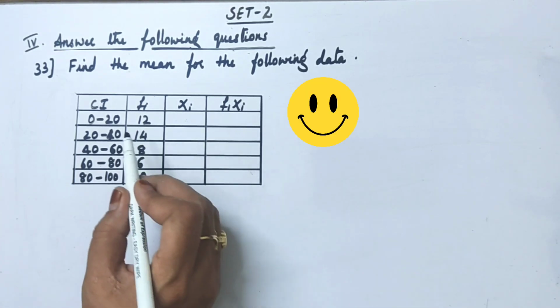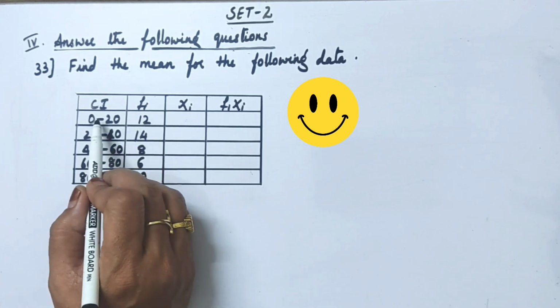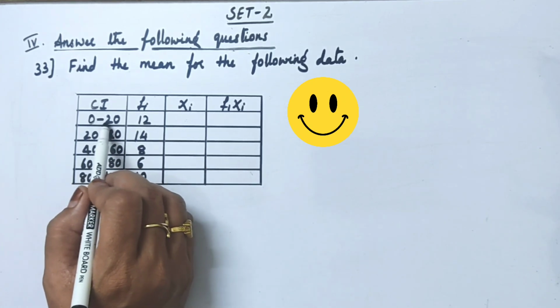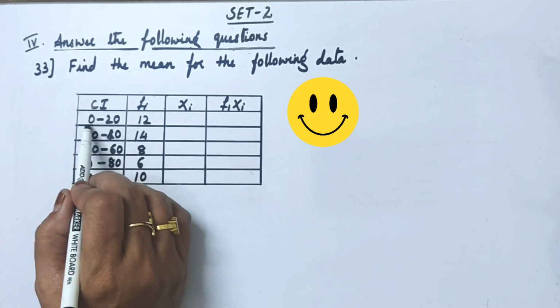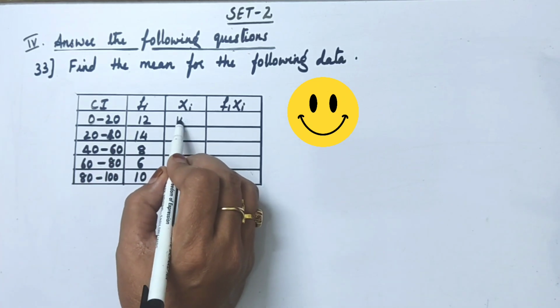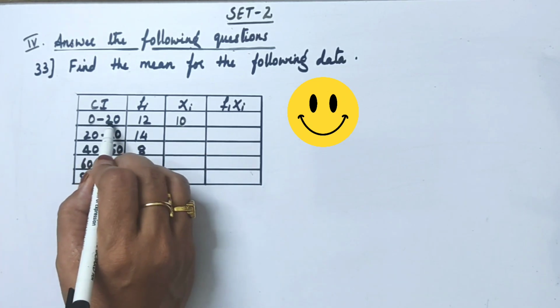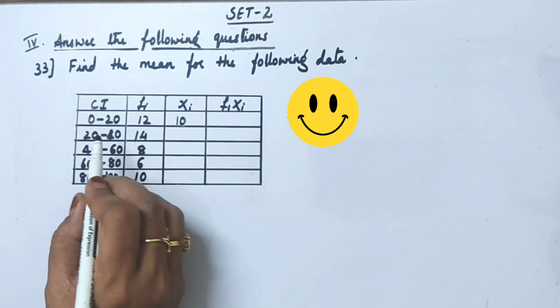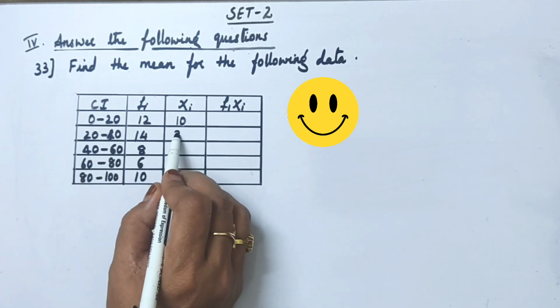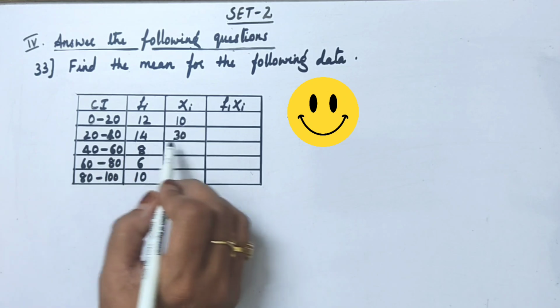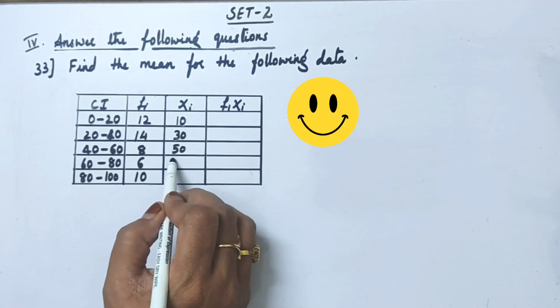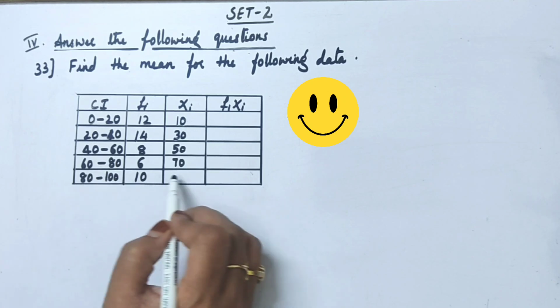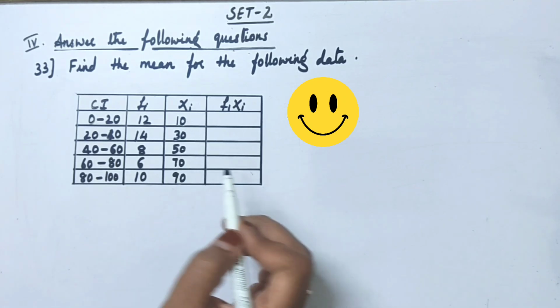Okay. Here you can see xi is nothing but the middlemost term of this class interval. The middlemost term is 10, or else you can do 0 plus 20 is 20. Now the middlemost term in tens, if I say this is 20, 30 is a middlemost term, 40, 50 is a middlemost term, 60, 70 is a middlemost term, 80, 90 is a middlemost term.